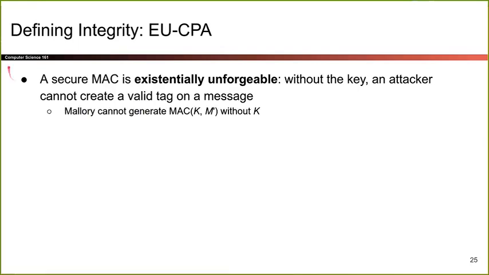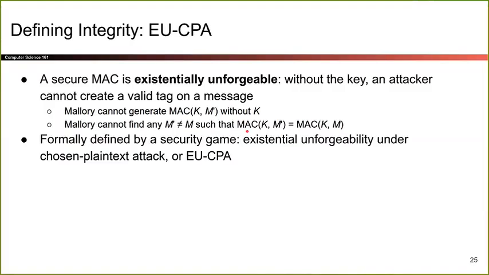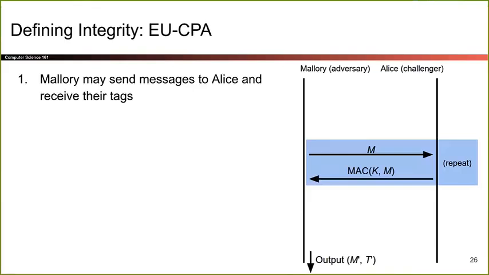So if Mallory's message is M prime, she can't create a MAC of M prime without the key K. Mallory also can't find two messages that have the same MAC. Those are the two high-level properties we're looking for. And again, just like in CPA, if I want to define a game, I can make this into a game. So here's what the game looks like. It's a bit simpler, but the idea is the same.